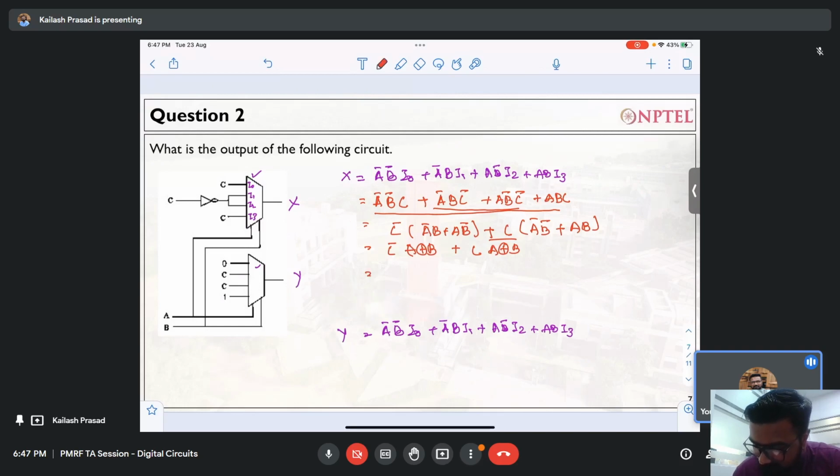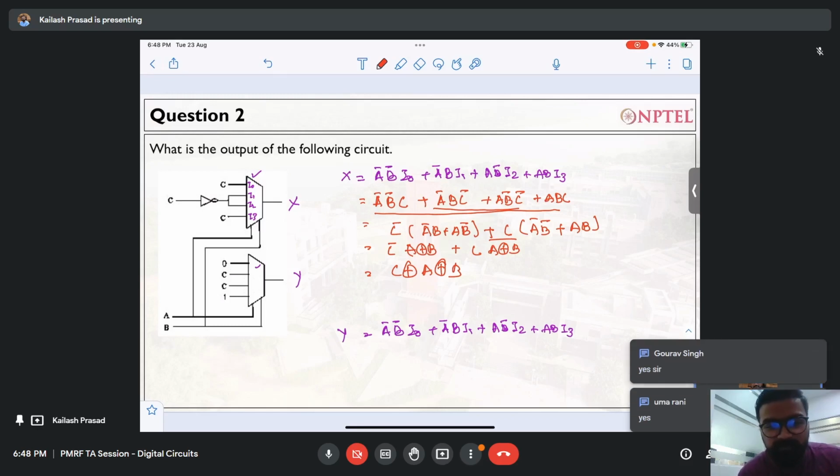What is this? A bar B plus A B bar, right? So this is C XOR A XOR B. Everybody agrees? Yes, sir. Okay, so the first part is A XOR B XOR C, right? Let's see what the second part is. Anybody want to tell me what the second part is?